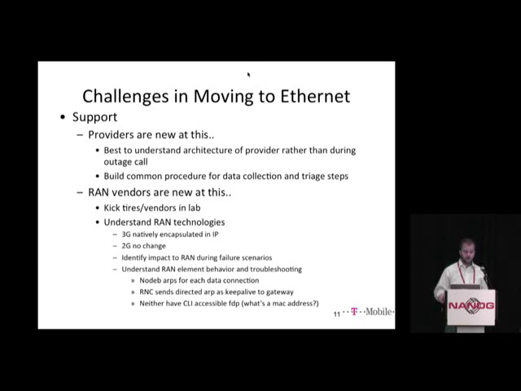RAN vendors are new at this. 2G, 3G has been around a while. In some of my earlier slides, you've seen that it's mostly T1 based. 2G, obviously, is not moving to IP in our scenario for the GSM world. That's going to stay at TDM. Our 3G and 4G services are moving, so they've got Ethernet IP-enabled interfaces.